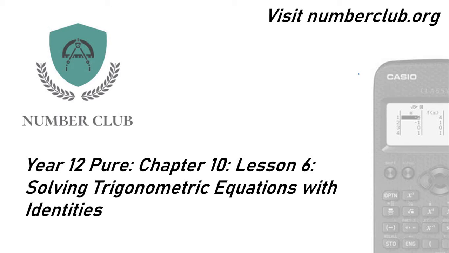Hi, this is Year 12 Pure, Chapter 10, Lesson 6, and today we're going to be solving trigonometric equations with identities. The identities that we're going to be using are tan theta equals sine theta over cos theta, as well as using sine squared theta plus cos squared theta is equal to 1.